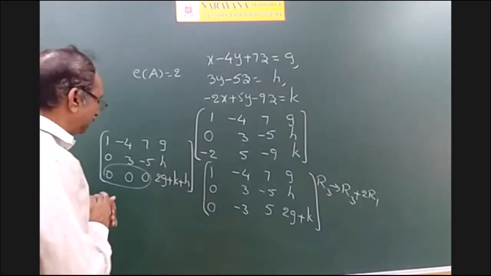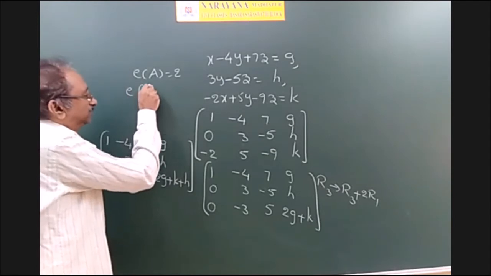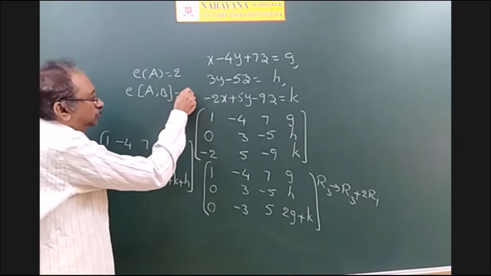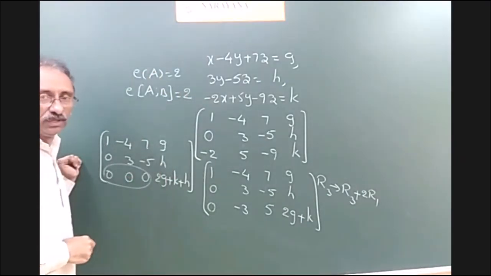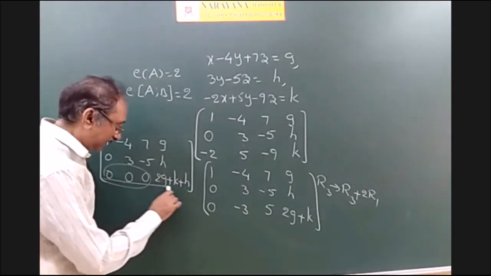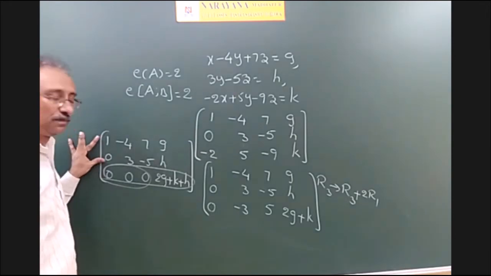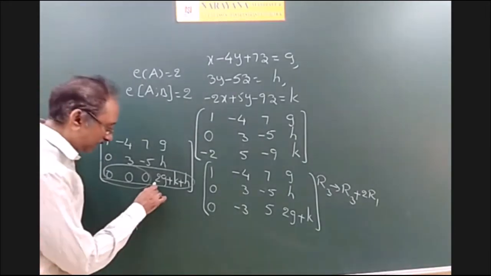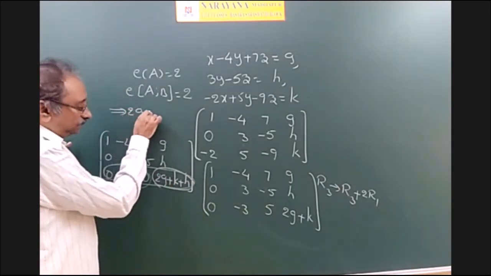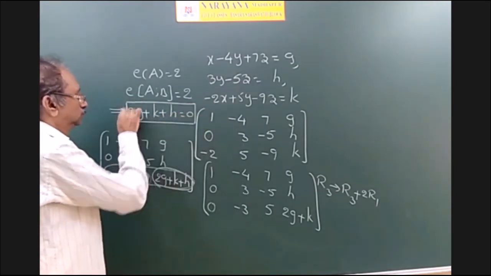So for infinitely many solutions, what is the condition? Rank of A is equal to rank of AB, which is less than the number of variables. Already it is rank 2. Therefore, its rank also should be equal to 2. For that, this entire row must be equal to 0. Then only the rank of AB is also the number of non-zero rows, that is 2. That means this must be equal to 0. Therefore, 2G plus K plus H is equal to 0.